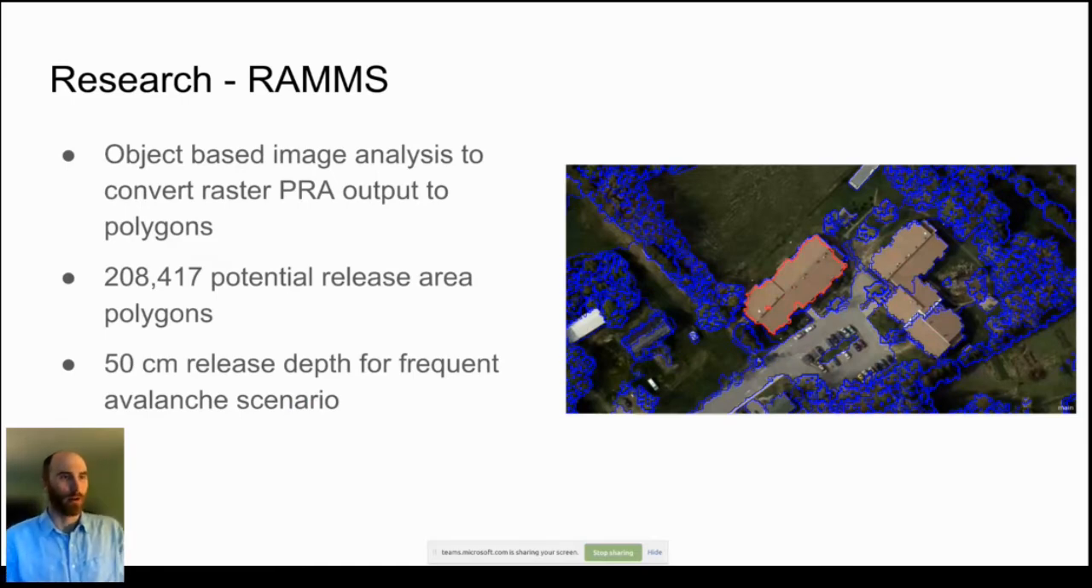The next step before you can do the runout simulations is to convert the raster output of the PRA model, so that kind of gridded type of data, into polygons. And Yves Buehler developed this method using object-based image analysis to convert the raster PRA output to polygons automatically. And in our study area, we ended up with almost 210,000 potential release areas. And we used a release depth of 50 centimeters across all those study areas to estimate runout.